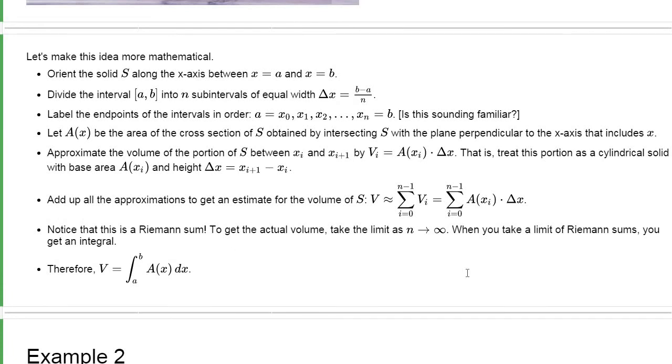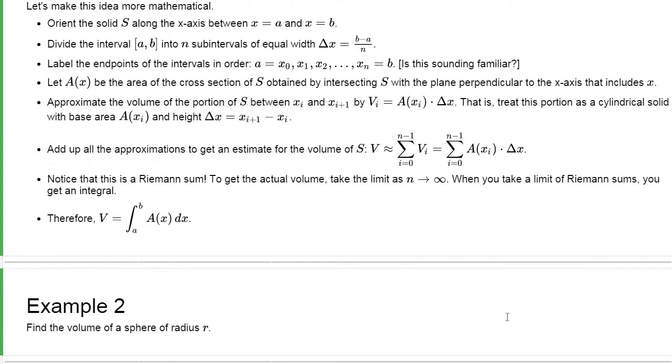Alright, so let's make that a little more mathematical. I'm going to have this solid, which I'll call S, oriented along the x-axis between x equals a and x equals b. I'm going to divide up the interval on the x-axis from a to b into n subintervals of equal width, and I'm going to call the width of each subinterval delta x. This is the same setup we had with Riemann sums. I'm going to label the endpoints of those subintervals with subscripts, so x sub 0 will be the left side, that's a, and then x1 will be the next endpoint, x2, and so on up till x sub n will be b, the right side.